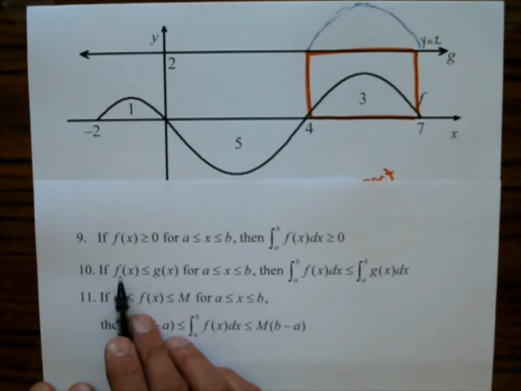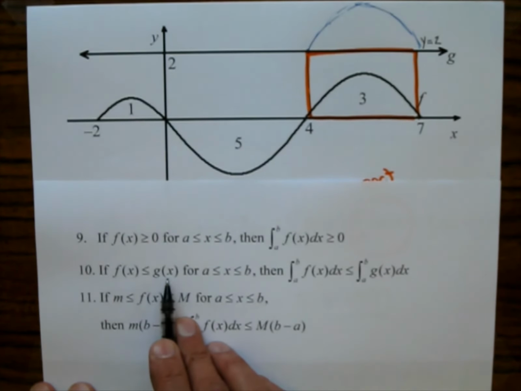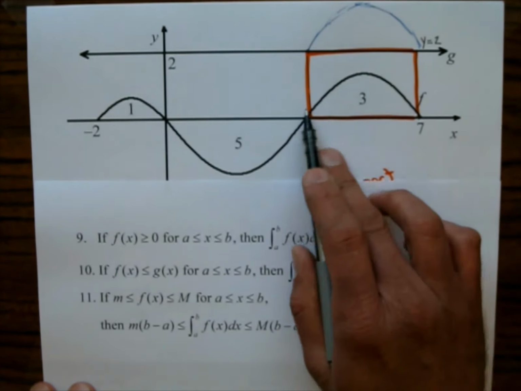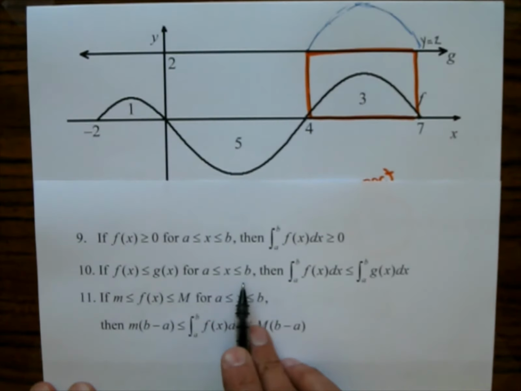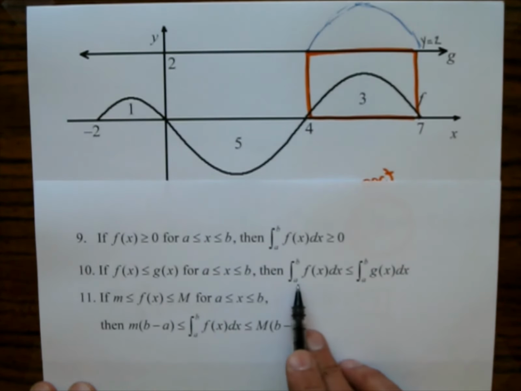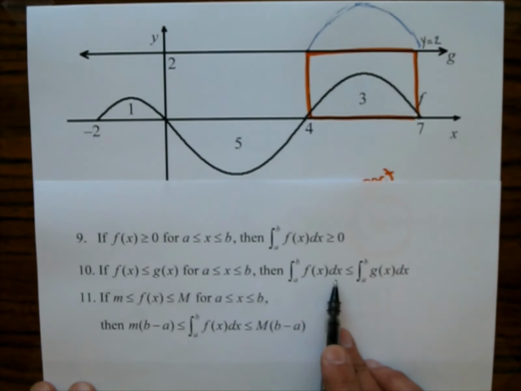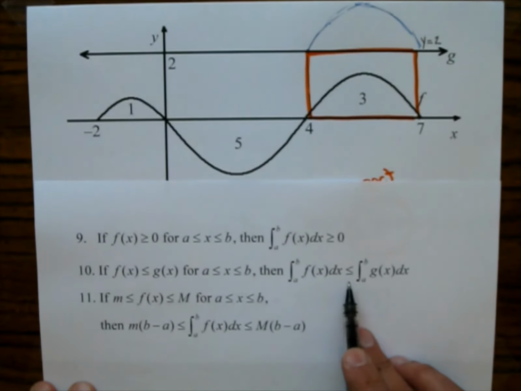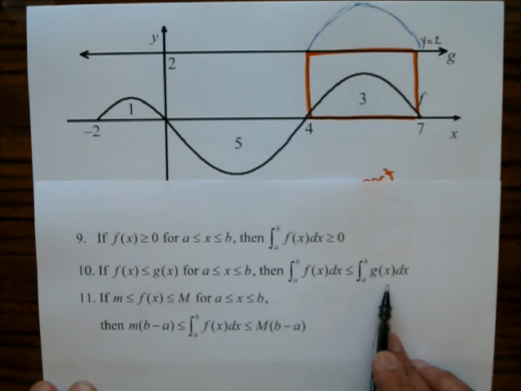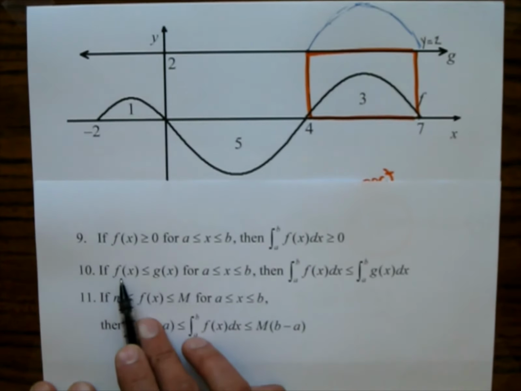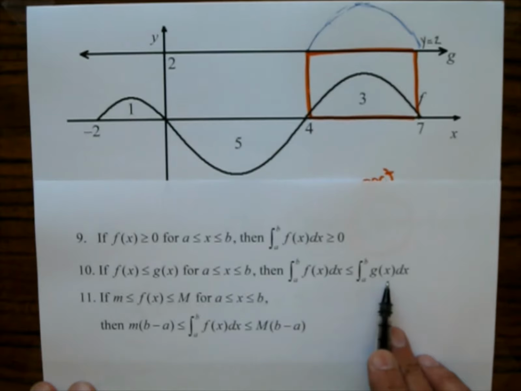Here's another one. It says if f is less than or equal to g, which we actually have here for the whole graph, for a to b, then the net area of f on that time interval is less than or equal to the net area of g. And that kind of makes sense. I mean, g is above f, maybe sometimes touching it. It's just saying that g is going to have a greater net area.